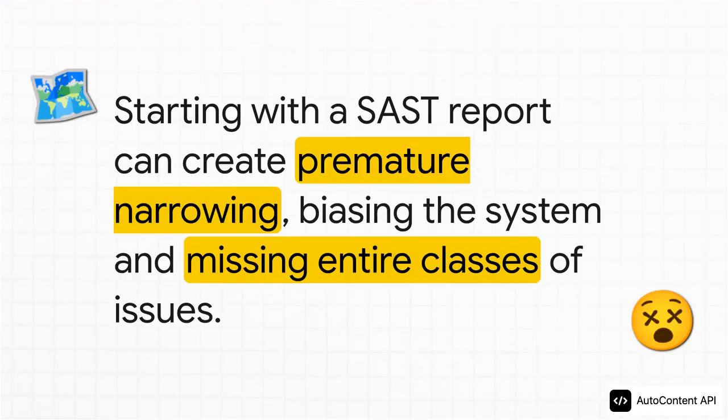The first reason is a problem called premature narrowing. Basically, a SAST report is a map of where that tool has already looked. If you give that map to your new AI detective, you risk giving it tunnel vision. It might only investigate those known areas and completely miss entire categories of bugs that the original tool was blind to in the first place.